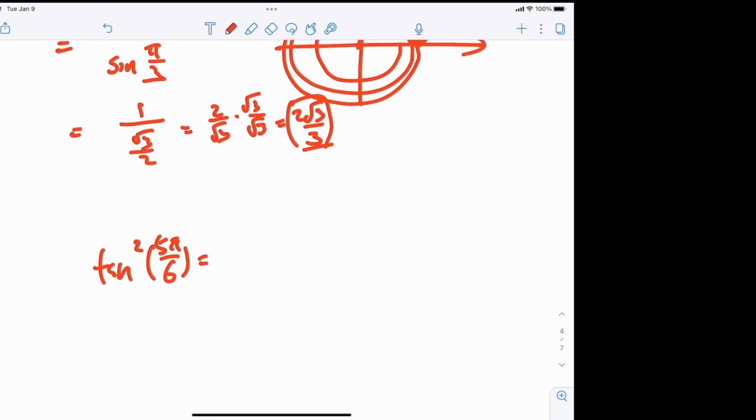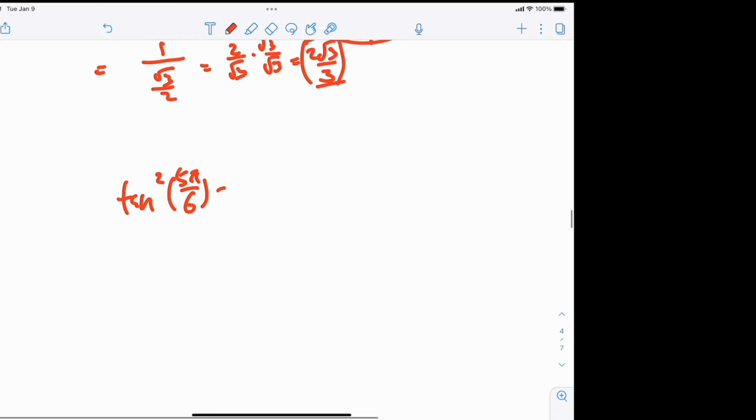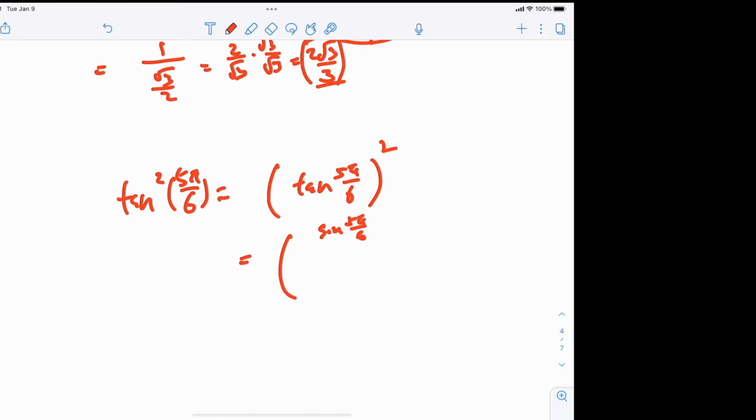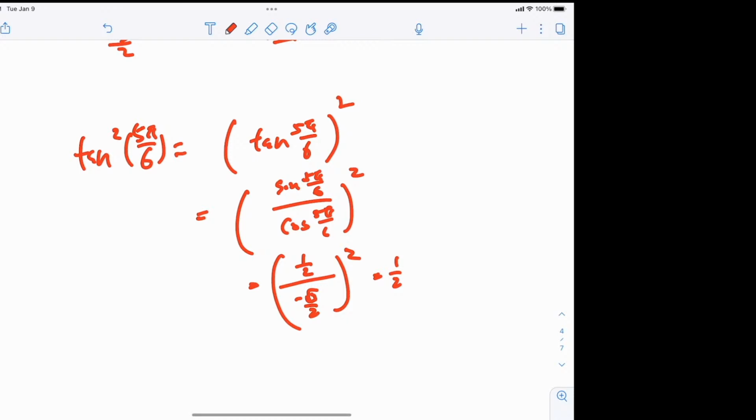One over 3 is correct. Well, how do I know it's 1 over 3? First of all, you have to figure out what tangent of 5 pi over 6 is. Remember, this means sine of 5 pi over 6 over cosine of 5 pi over 6, right? And that's equal to, I think, one half over negative square root 3 over 2. So it's 1/2 times 2 over square root 3. Cancel out, 1 over square root 3, negative, but the square of that is still going to be the same thing, 1/3.